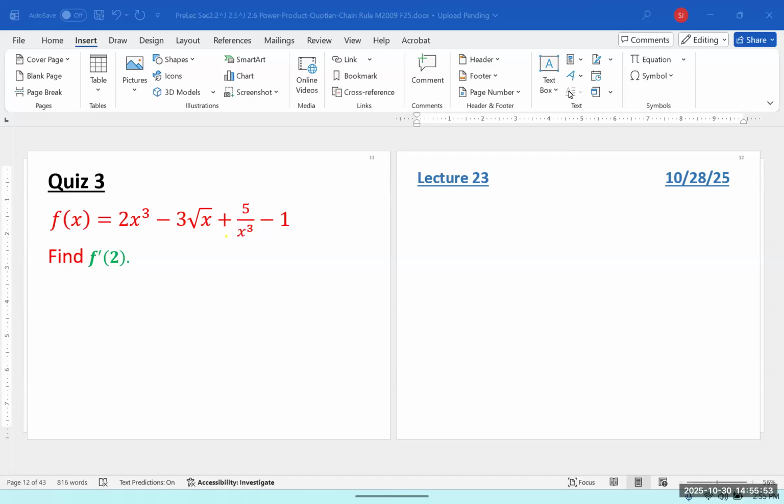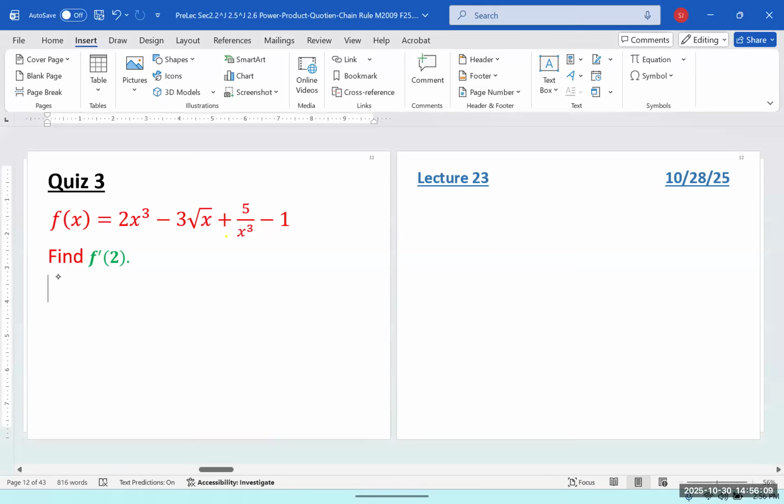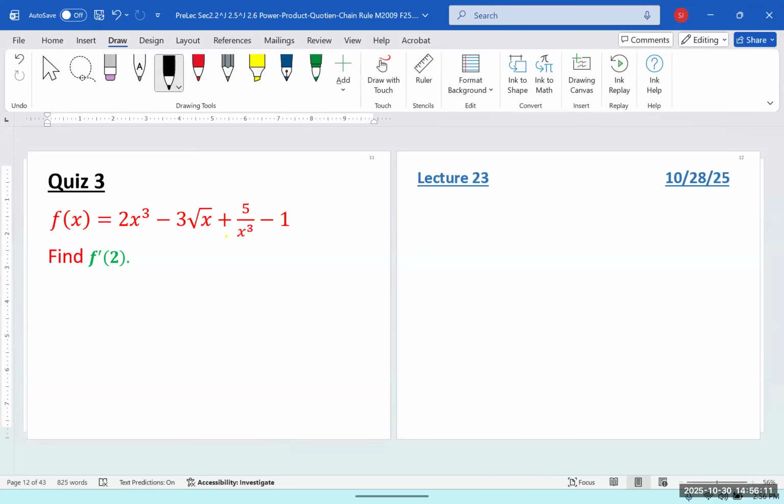If you find the answer correctly, then you get extra points. But if you get the derivative correctly, then you get the points for the derivative, for the actual point for the quiz. Let's see. So, derivative. F prime of x. What's the derivative of 2x cubed?